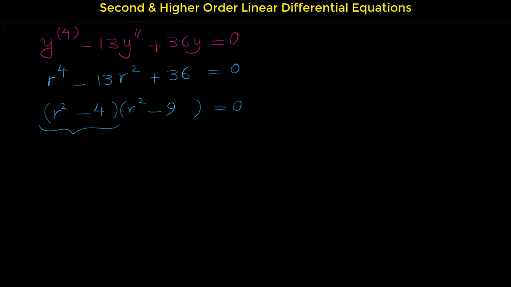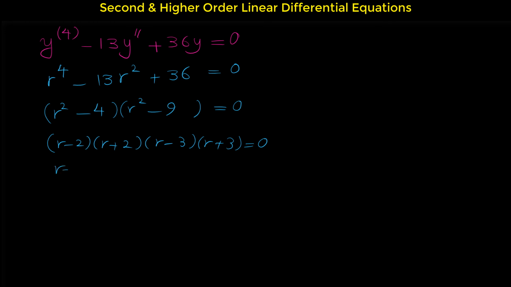But note that we can factor these. r squared minus 4 can be written as r minus 2 times r plus 2. And r squared minus 9 is r minus 3 times r plus 3. Note that here if instead of negative we had positive, we cannot factor it anymore, and then we have complex roots, similar to the previous question. But because here we have minus, we can factor it.